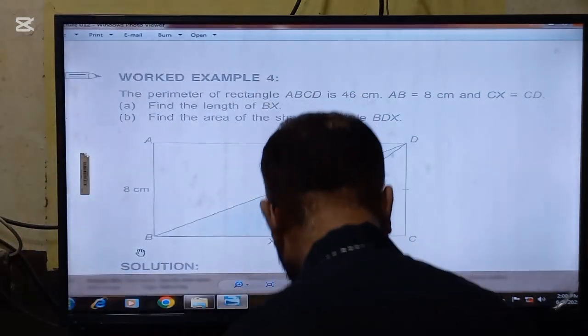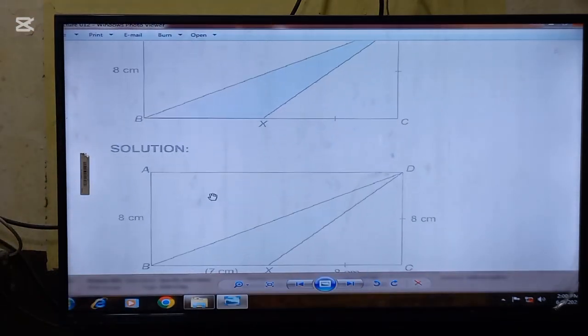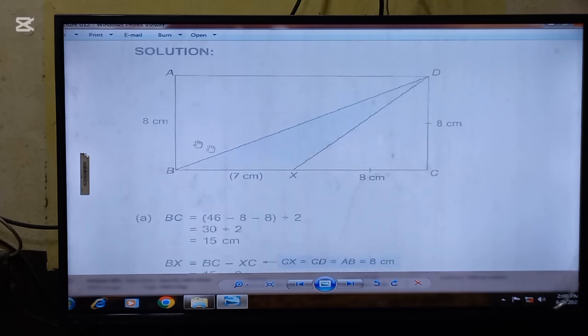So look now. Okay, if this is 8, this will be 8. And because of these lines, if this is 8, this will also be 8. And because the perimeter is 46, 16 is subtracted from 46, the remainder will be 30. 30 will be divided into two equal halves. So this will be 15 and this will be 15 as well. So if this total is 15 and this portion is 8, 15 minus 8 will be 7. So this is the first part.